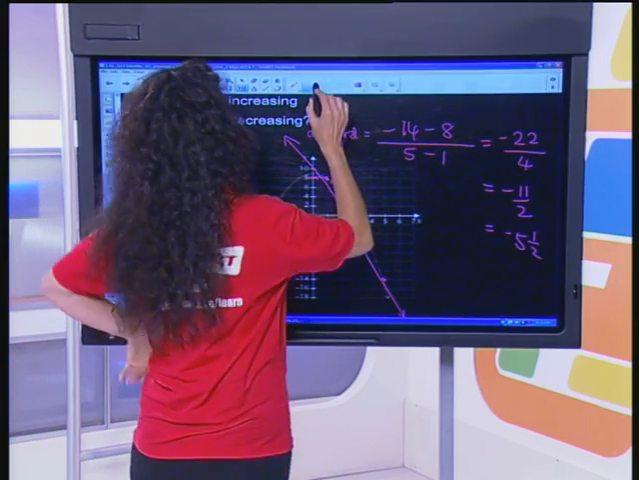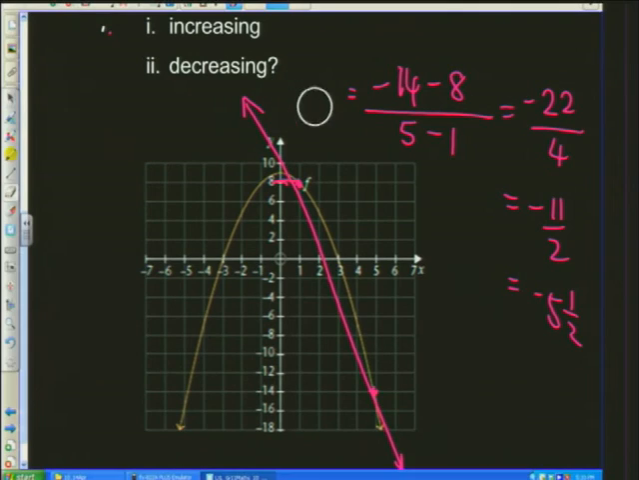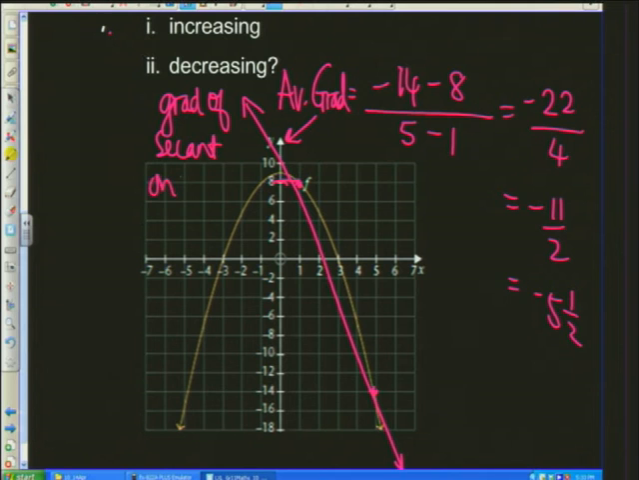So the average gradient, let's just do this in a better way. So the average gradient, okay, is the gradient of the secant on a curve. It will always be on a curve. It will never exist on a straight line graph.